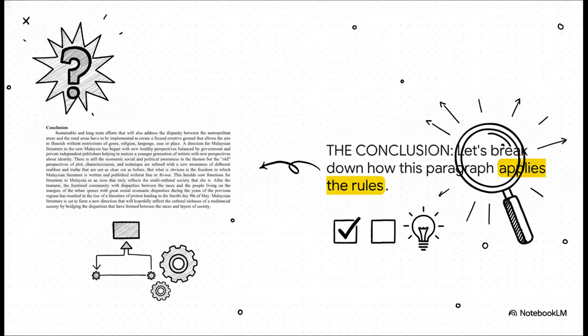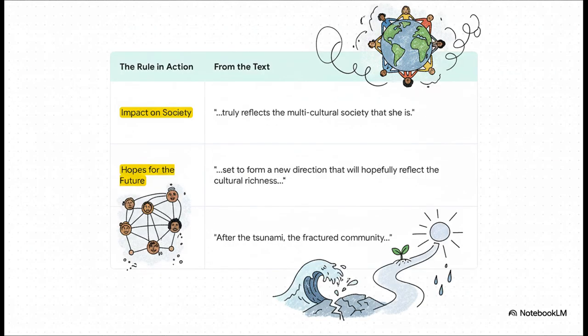Okay, so at first glance, it might look a little dense, but trust me, all the ingredients we've been talking about are in there. It does the summary part, but way more importantly, it answers that so what question with some serious style. And here's how it all breaks down. Look at how the author connects the argument to its impact on society, using the phrase, truly reflects the multicultural society. Then you can see the hopes for the future right there with set to form a new direction that will hopefully, and there it is, that powerful sensorial language, after the tsunami, the fractured community. You can feel the tension in those words. This isn't just a summary, it's a statement with real weight.